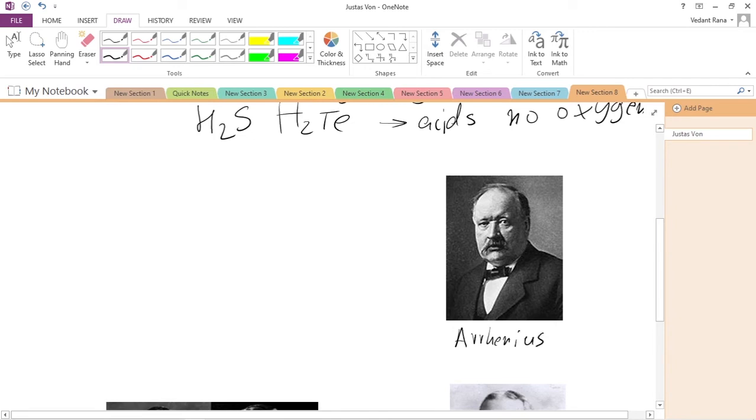According to him, acids are Arrhenius acids. An Arrhenius acid is a substance that dissociates in water to form H+ ions. Any substance which, when dissolved in water, gives us H+ ions would be classified as an Arrhenius acid. Similarly for bases, he said that if any substance is dissolved in water and dissociates into or forms OH minus ions, then that substance would be classified as a base. So that's what Arrhenius said.